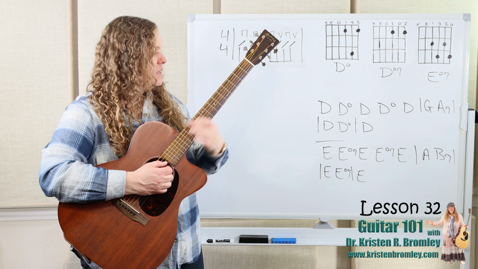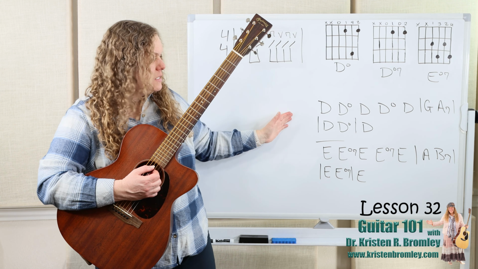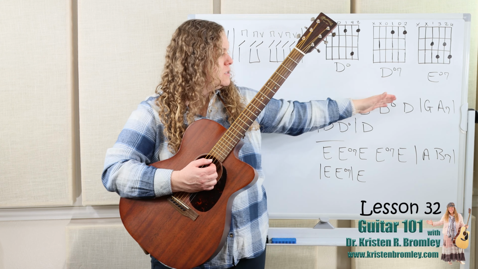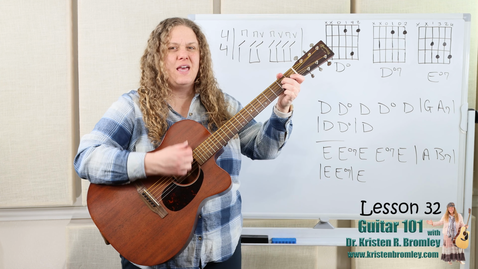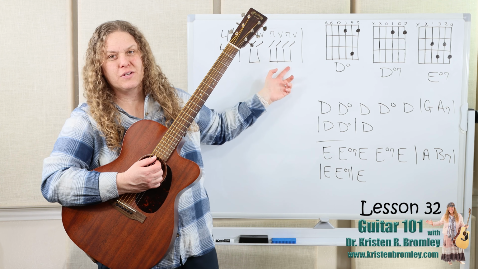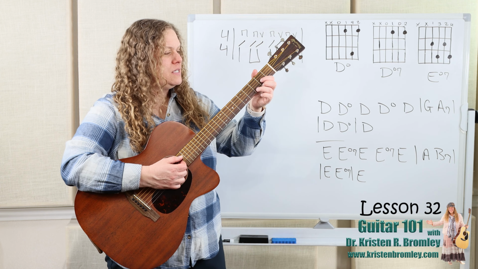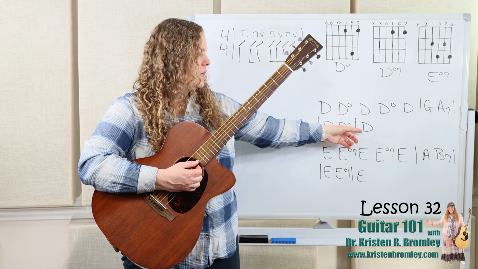That's what we'll do here now with this chord progression. Each one of these chords will get one measure. We'll go D, D diminished, D, D diminished, D. Then in the same measure we'll go G to A7. So the G will get the first half of the strumming pattern, A7 will get the second half. And then we'll have a D to D diminished in one measure, and then we'll end on D.